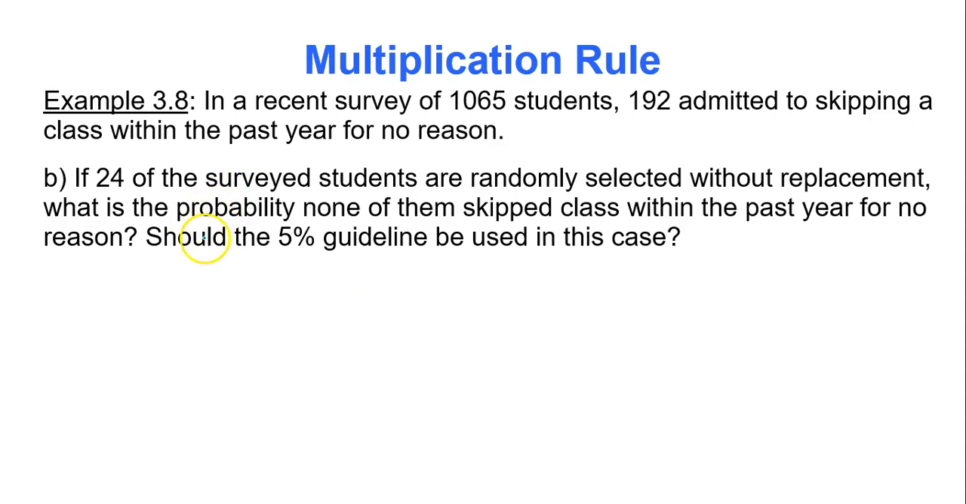If 24 of the surveyed students are randomly selected without replacement, what is the probability none of them skipped class within the past year for no reason? Should the 5% guideline be used? Remember what the 5% guideline says. It says that if the sample size, which is 24 in this case, is less than 5% of the population size, we can assume the events to be independent. So let's look at this. What is 5% of my population? What is 5% of 1065? So it's about, I would say, 53. Since my sample size is less than 53, we can assume independence.